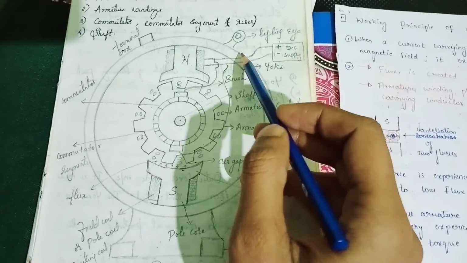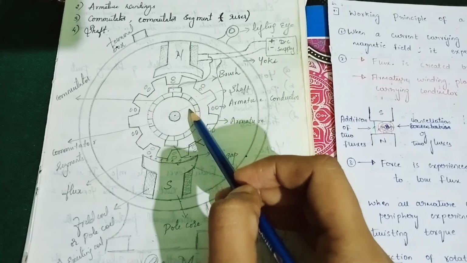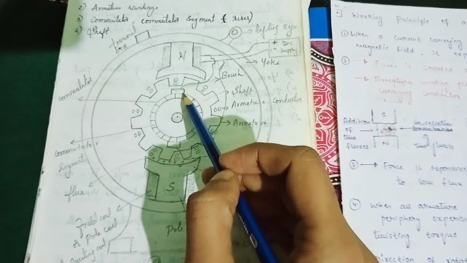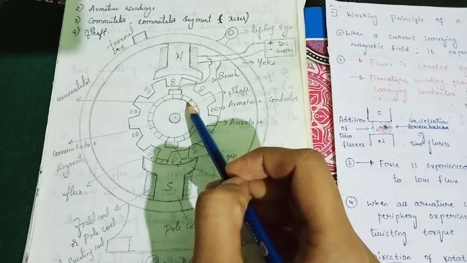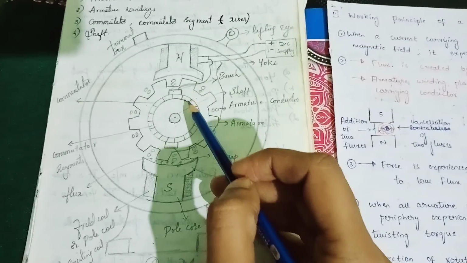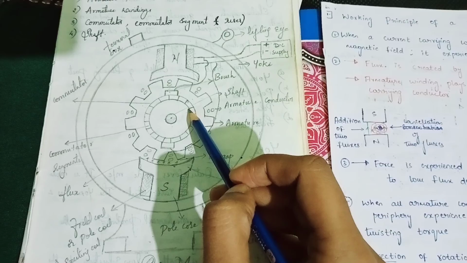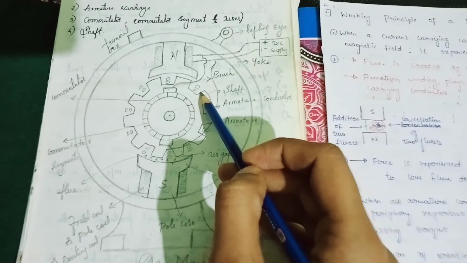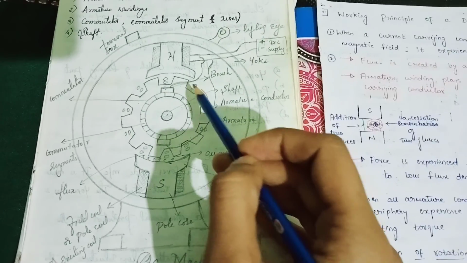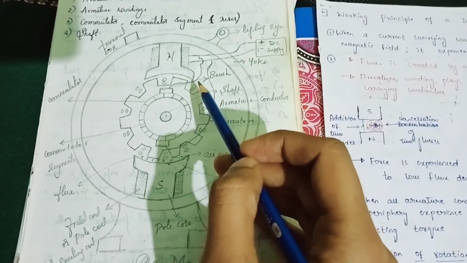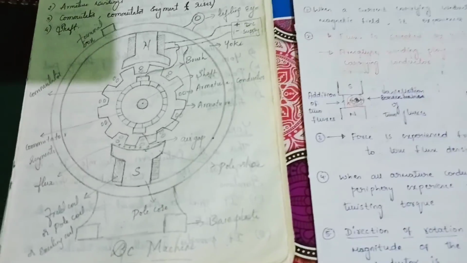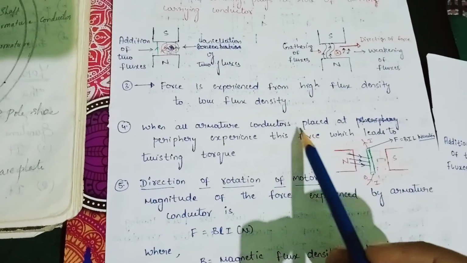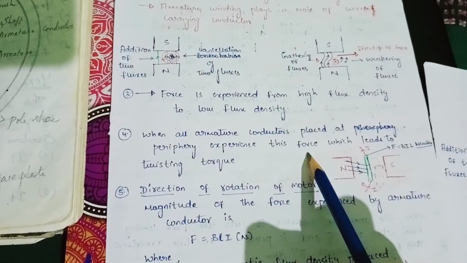I repeat, when a DC supply is supplied to the armature, how is it supplied? Using the brush connected to the commutator, which converts DC supply to AC, that is alternating current. This alternating current is carried by the armature conductor. Using the thumb rule, we get the direction of force. When all armature conductors placed at the periphery experience this force, it leads to twisting torque.